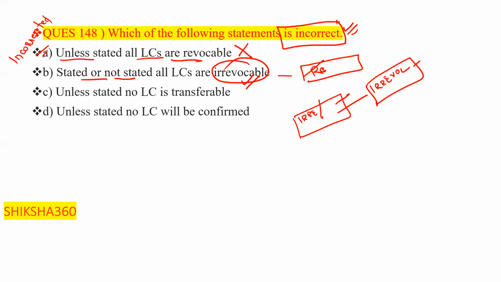So here they are saying that unless stated, all LCs are irrevocable. This one is incorrect. All LCs are irrevocable, this one is incorrect here.